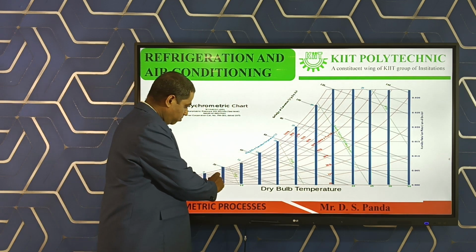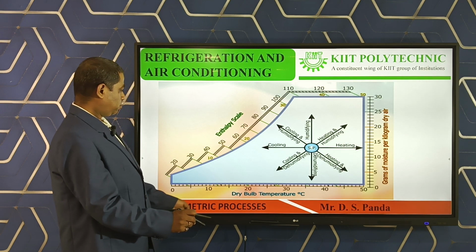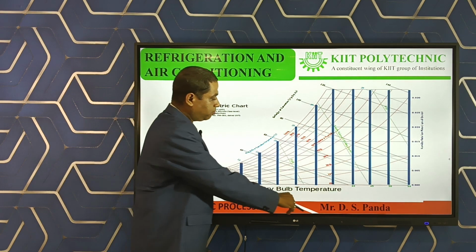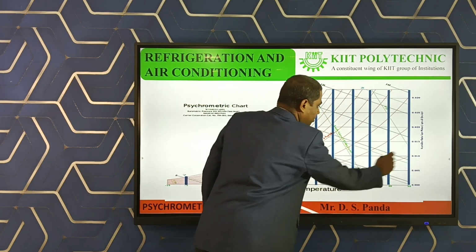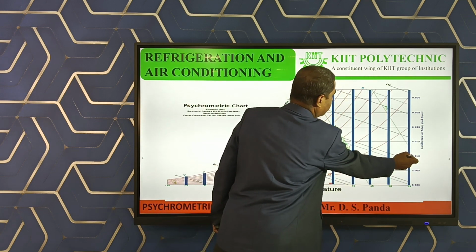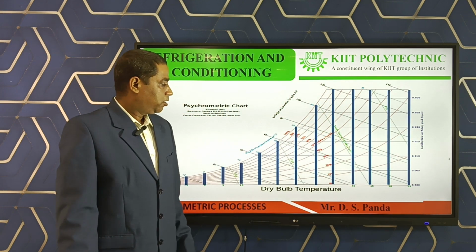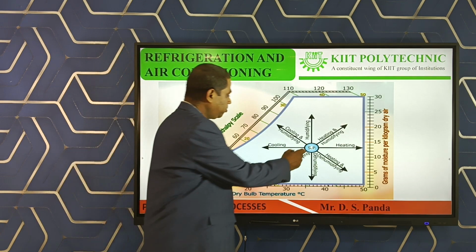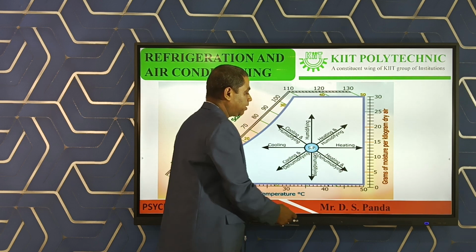Suppose it is minus 10, 5, 0, 5, 10 and up to 55 degree. And this horizontal line clearly indicates the specific humidity: 0.005, 0.010, 0.015, 0.020. The first process, suppose the sensible heating, suppose this is the original state of the air.